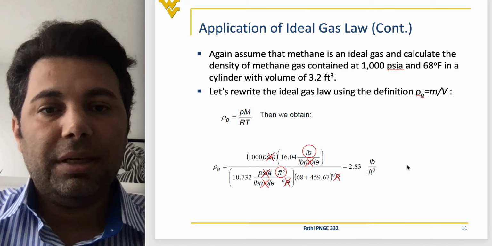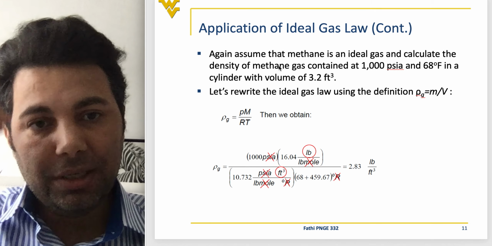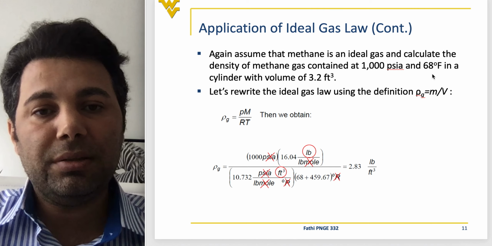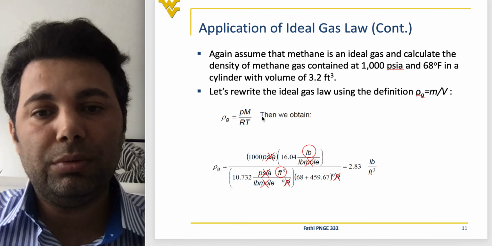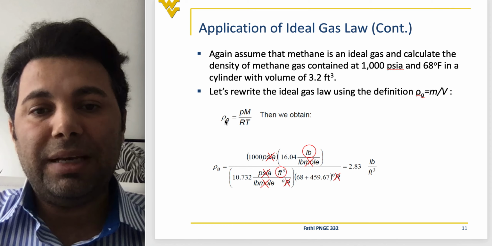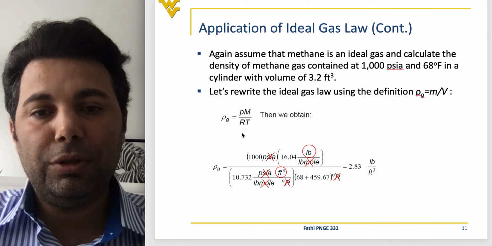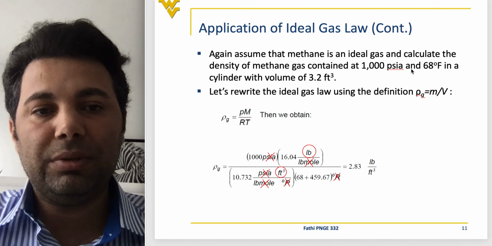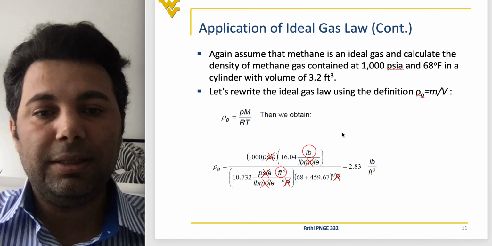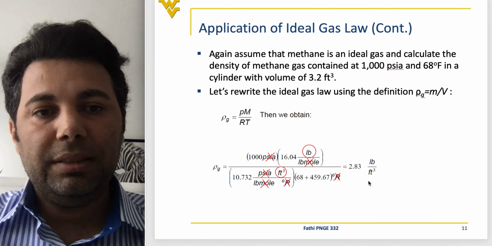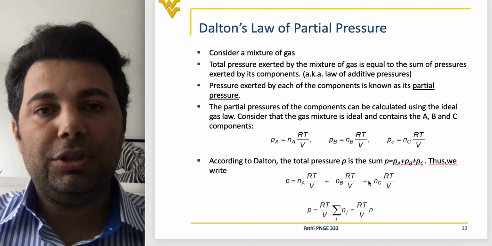Okay, here it is. In this example, the question is to assume methane as an ideal gas and find the density at 1000 psi and 68 degrees Fahrenheit. As I said, the density is mass over volume, which becomes PM over RT. Pressure is given, molecular weight we know, R is 10.732. We need to memorize that, and temperature we convert to Rankine by adding 460. We got 2.83 pounds per cubic foot for the density of methane at this condition.